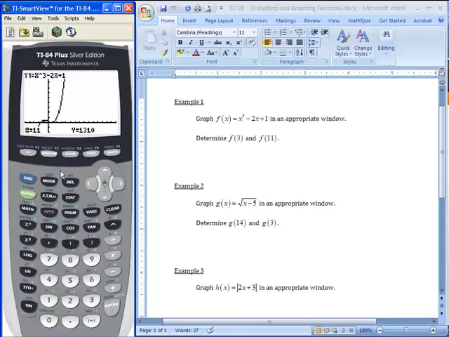So we could go back now and change our window to include at least that value for y max if we wanted to see more of what was going on up there at f of 11. But in this case, we just simply need to determine what the value was. So we know that f of 11 is equal to 1,310.